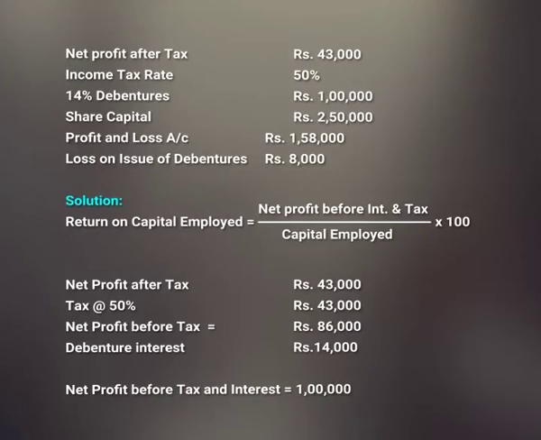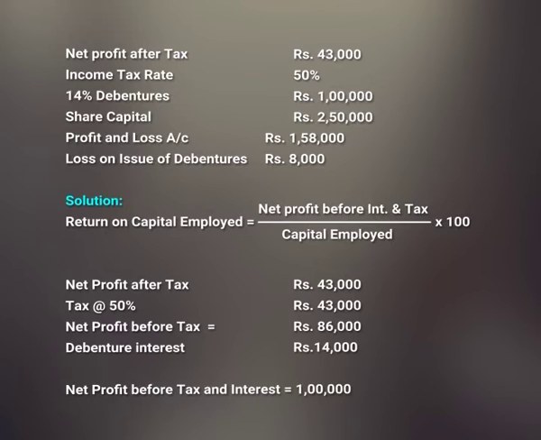Now, let's see one question on this. Compute return on capital employed on the following. Net profit after tax rupees 43,000, income tax rate is 50%, then 14% debentures are for rupees 1 lakh, share capital rupees 2,50,000, profit and loss account rupees 1,58,000, then we have loss on issue of debentures which is for rupees 8,000. Now, we will see the solution to this.